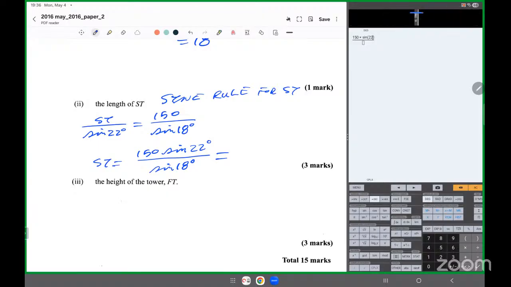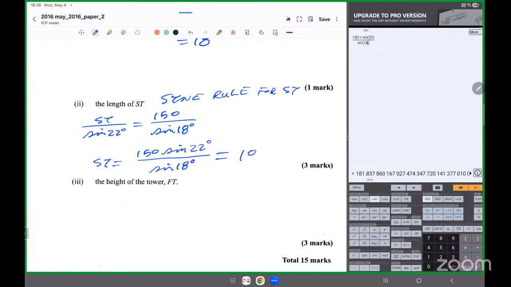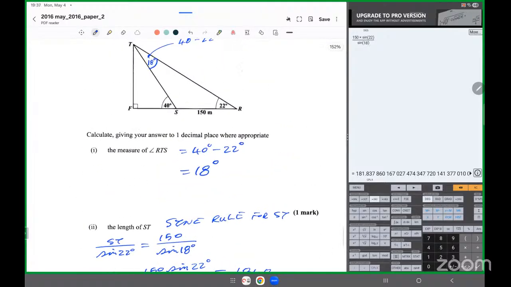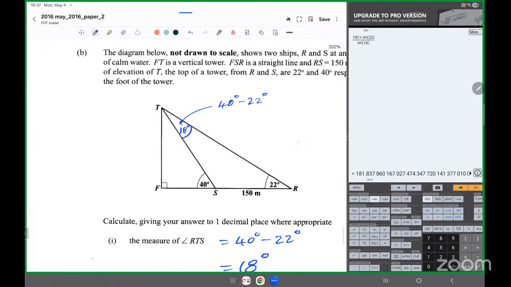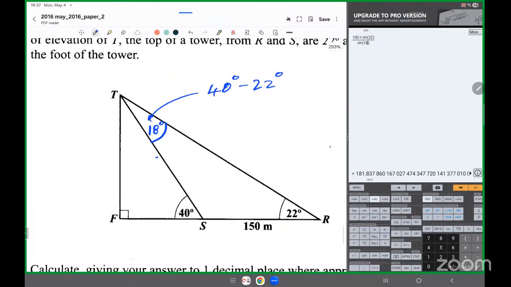I put that over sine of 18. I'm getting 181.8, to one decimal place. What is that in meters? 181.8 meters. So this length now is 181.8. Let's put that in red to work it out.